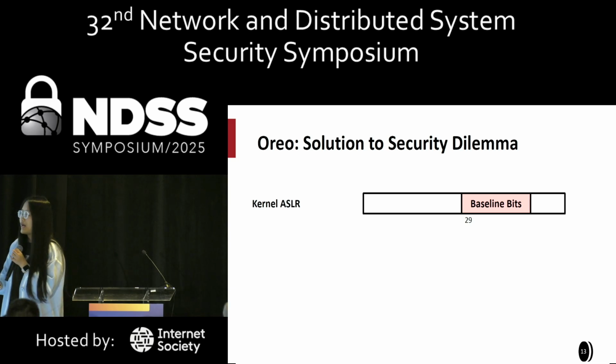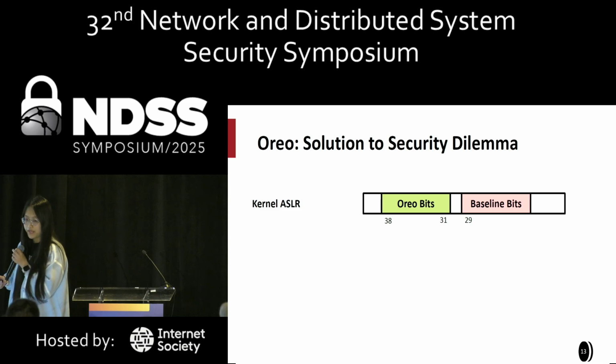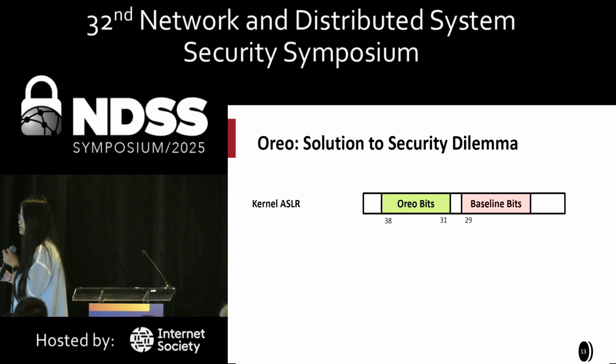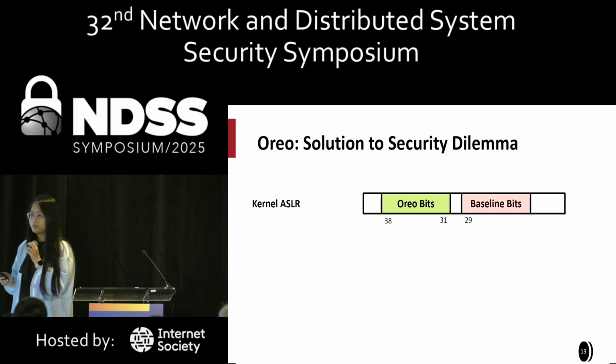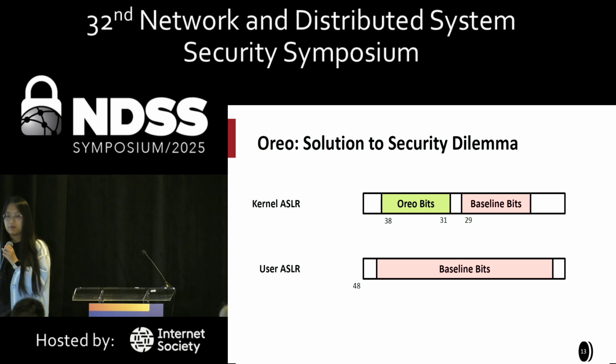We find that we can actually use large unused regions in the kernel space to randomize more bits, up to bit 38. We can then use Oreo to protect these extra randomized digits without affecting the system's original resistance against Spectre-like attacks. For user space ASLR, most of the virtual address bits are already randomized by the baseline.